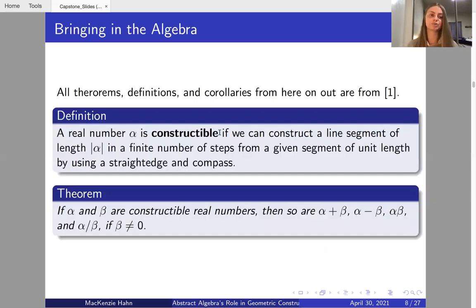Moving into the algebra part, a real number alpha is constructible if, from a given line segment, we can construct a line segment of length alpha in a finite number of steps using a compass and a straight edge. And if we're given two constructible real numbers, alpha and beta, and we add, subtract, multiply, and divide those two constructible numbers, then the resulting number is also going to be constructible.